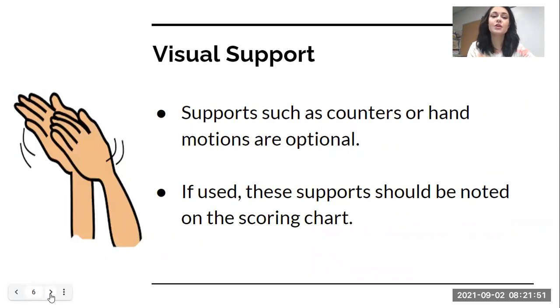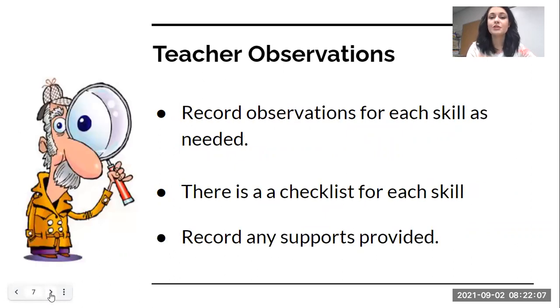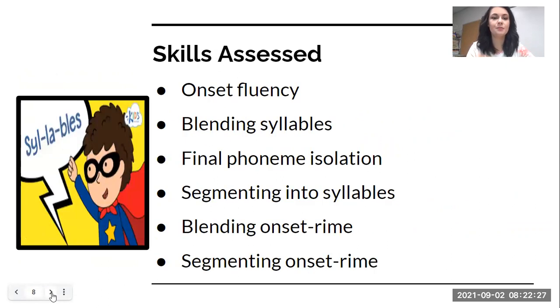For some visual supports, you might want to use some counters, such as sliding or little blocks. You can use hand motions, just like you do in your Heggerty when you're teaching. If those are used, you want to record those supports on the scoring chart. For your teacher observations, you want to record any kind of observation for each skill as needed. So if there's something that a kid does that's maybe of particular interest to you, you want to go ahead and note that down. There is a checklist for each skill in the phonemic awareness continuum, and you want to record any supports that you provided during the assessment.